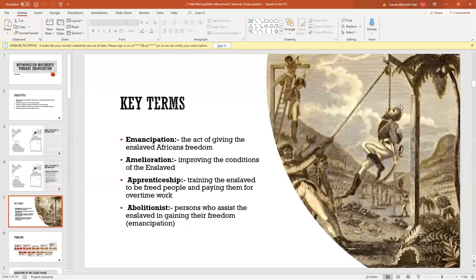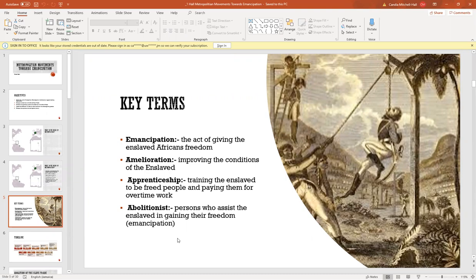Now, there are some important terms that we're going to use. Emancipation is one of them. Emancipation means the act of giving the enslaved Africans freedom. So every time you hear me use the word emancipation, I'm talking about the act of giving the enslaved Africans freedom.